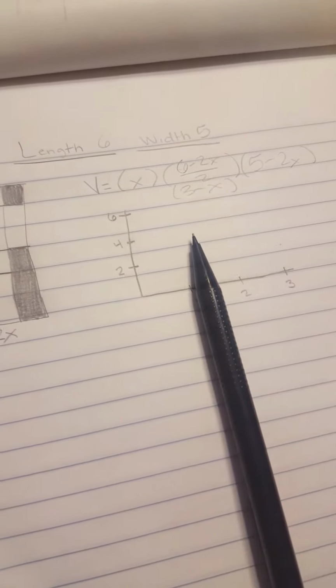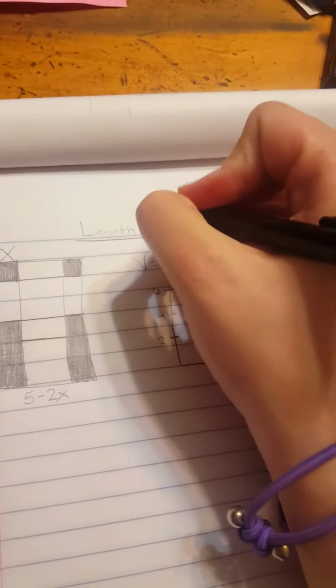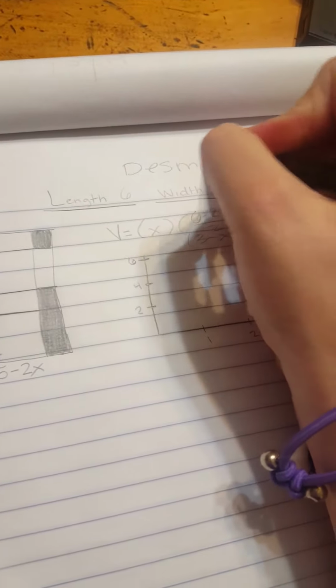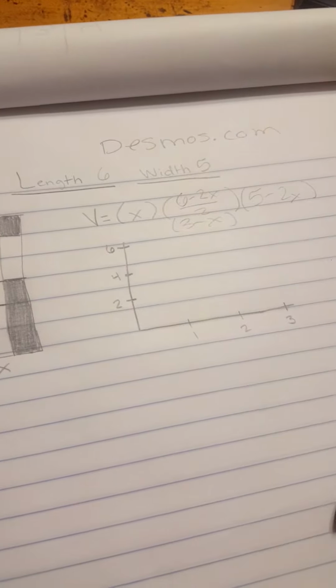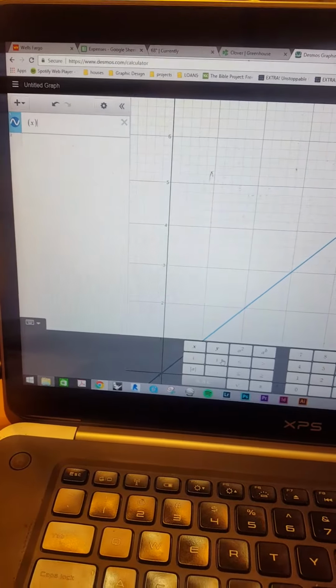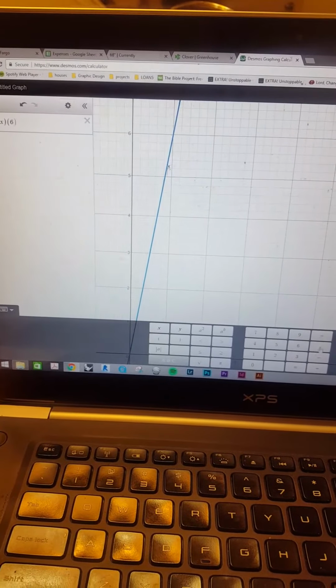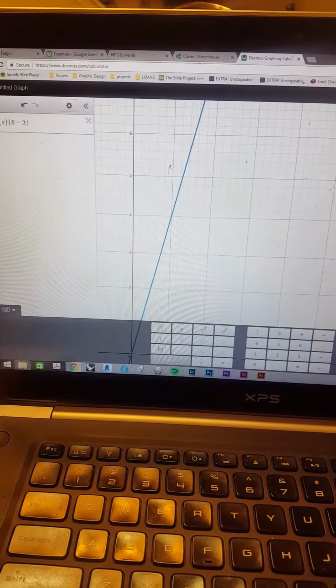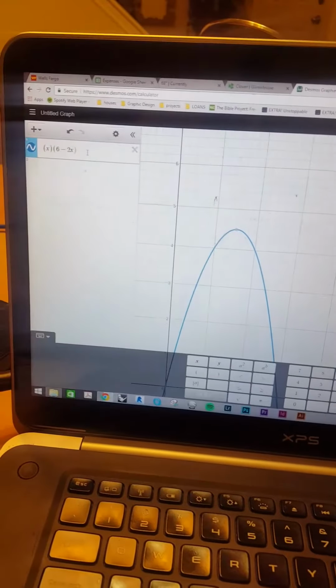I'm going to use Desmos.com, and let me write that down so you have that. It does work on phones, at least on Android. So I'm going to go to Desmos.com and start typing in my equation. First it was x, parentheses, and then in the second parentheses I had 6 minus 2x. Come outside of the parentheses and put your division so it becomes a fraction.